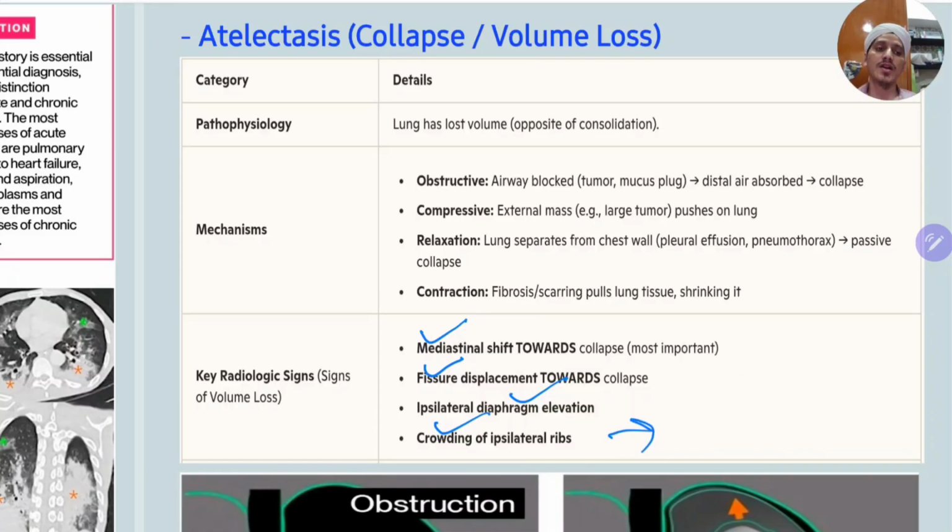And one more thing is compensatory hyperinflation. How do you identify hyperinflation in collapse? The space between the ribs will be increased. It is opposite to crowding. That is compensatory hyperinflation of the other part of the lung if the collapse is involving only a part of the lung, or if the whole lung is involved, then there is compensatory hyperinflation of the other lung. So these are the important signs of collapse.